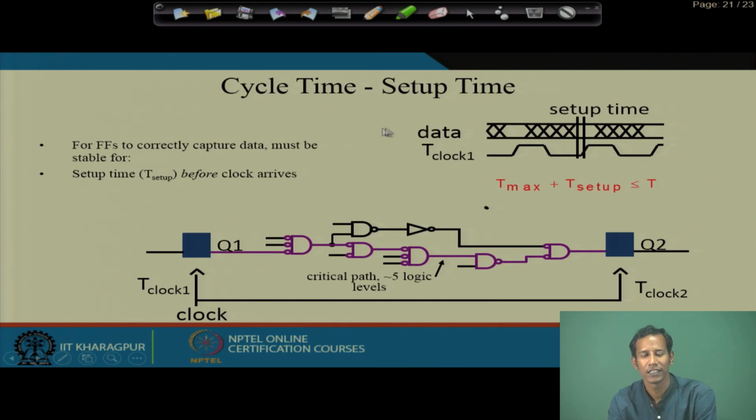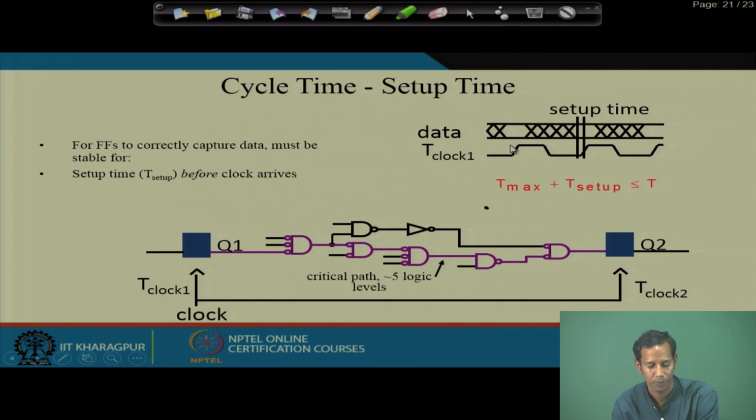While we are considering this clock cycle, two important things we have to consider. One is the setup time, another is the hold time. So, what is the setup time? Before the clock edge appears, we need some time where the data should not be changed. That means, to recognize the data properly, we need some time before the clock edge occurs, which is known as the setup time.